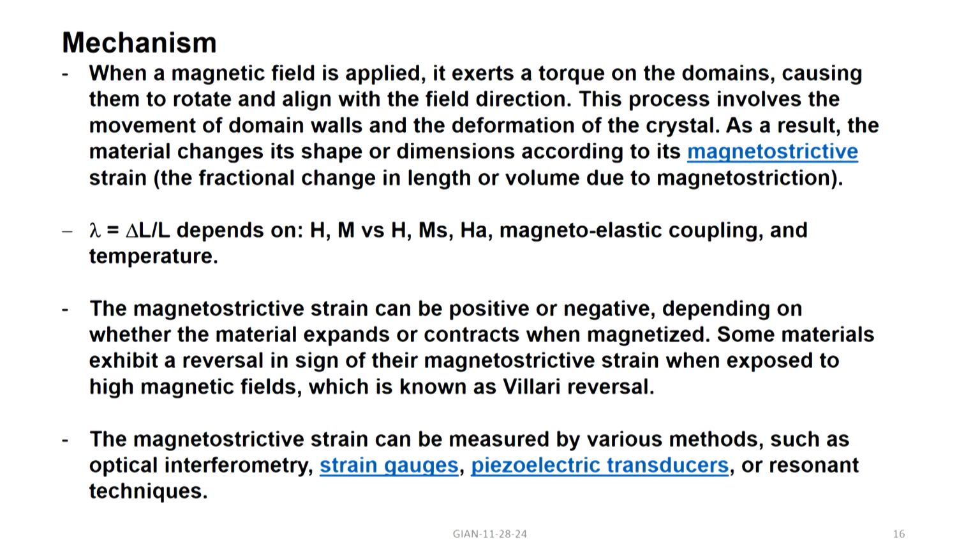You can measure the magnetostriction using several different techniques. You can use optical interferometry, strain gauges, that is what we use, and also piezoelectric transducers or some resonant techniques. For our interest, with most ferromagnetic materials, you can measure the magnetostriction with a strain gauge and a strain indicator. This is the easiest method instead of using something fancy like optical interferometry. Okay.